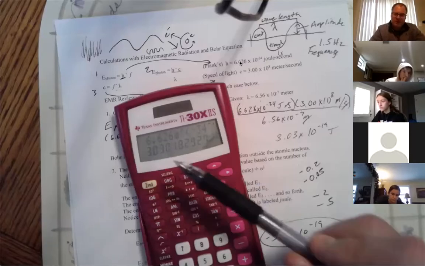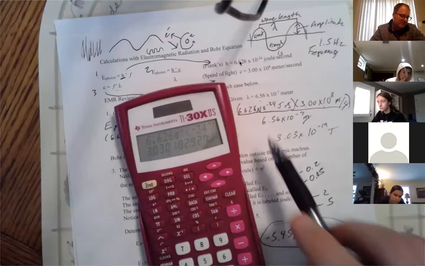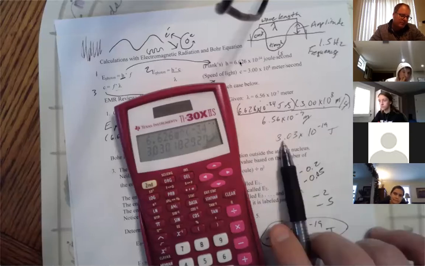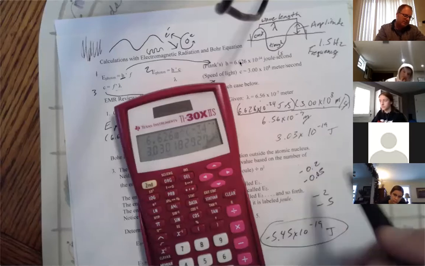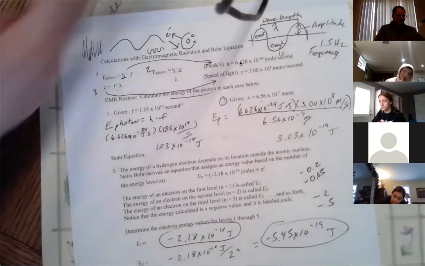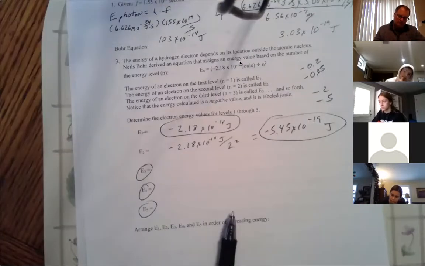You've got to use the E button on this. So we plugged all this in. We've got 3.03 times 10 to the negative 19th joules. That's the energy for it. Down here, we just need to plug these guys in.